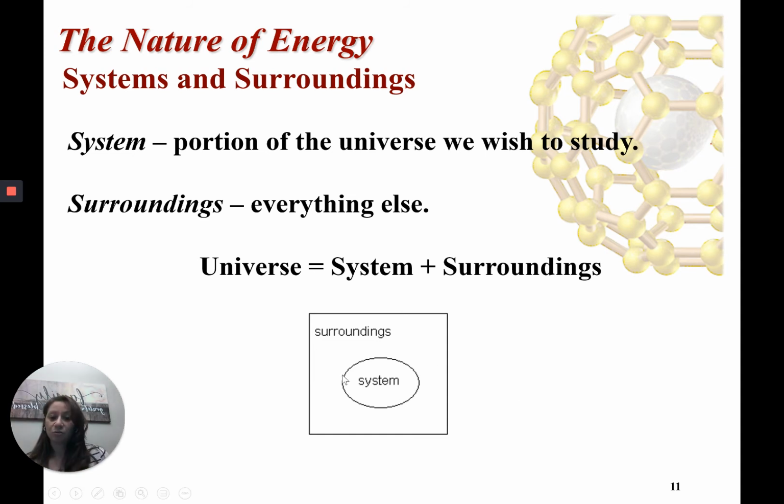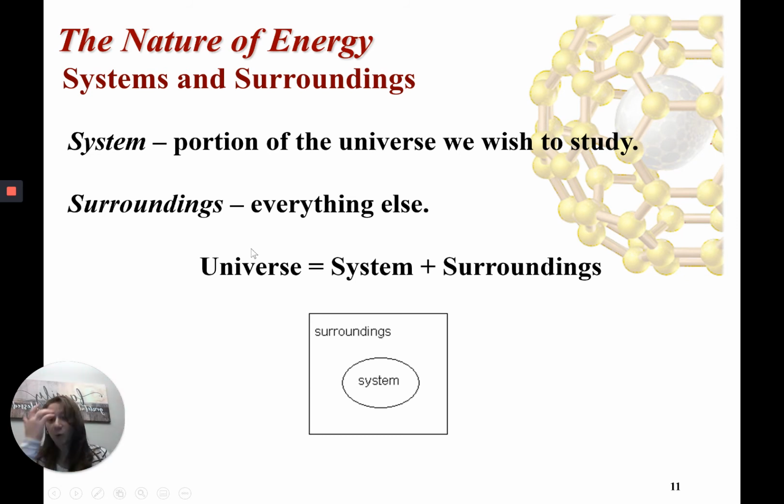Well, in chemistry, we think of the universe as a system and surroundings. So the system is whatever we're studying. It could be a chemical reaction, it could be a physical change, it could be a cup of water that I'm heating. So anything that we are actually studying is called our system. Everything else, so the rest of the room, the rest of the country, the rest of the universe, is all the surroundings. So the surroundings and the system together make up the universe.